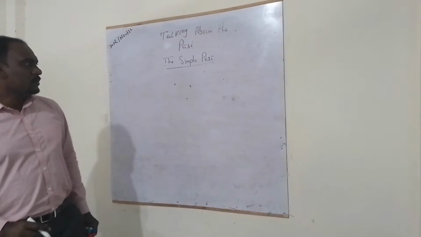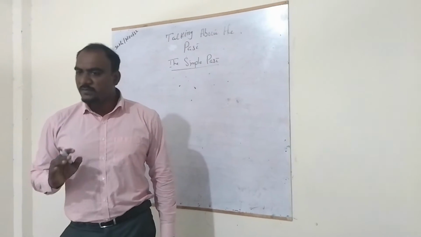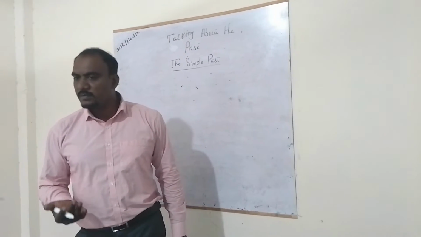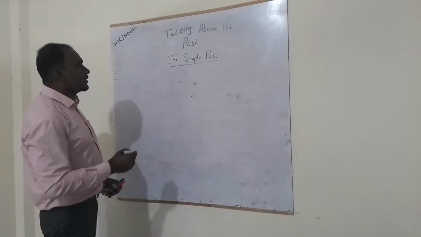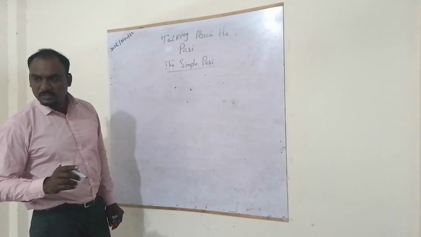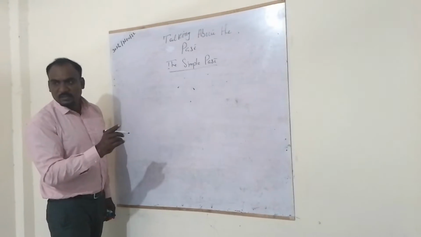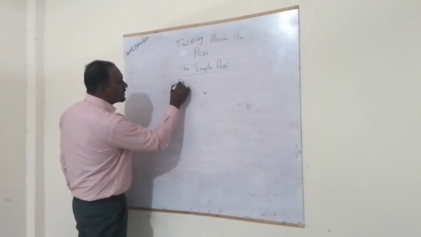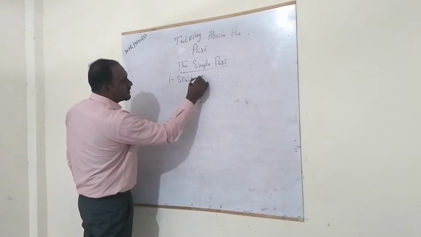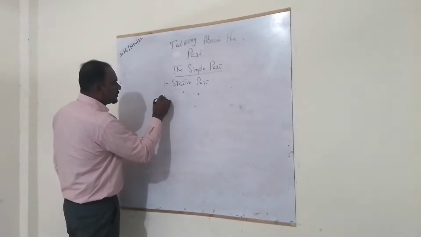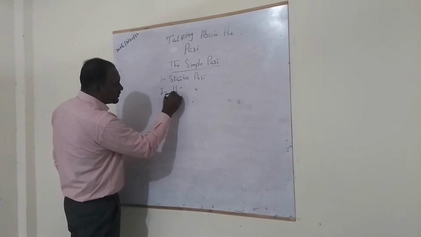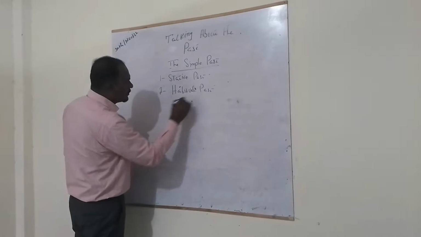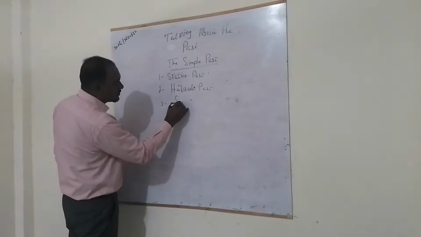Okay, as we discussed stative past, stative present, habitual present, and then simple, stuff like that. Here also I'm going to divide the simple past, keep in mind, into three major categories. Number one, state or stative past. Number two, habitual past. Number three, simple past.